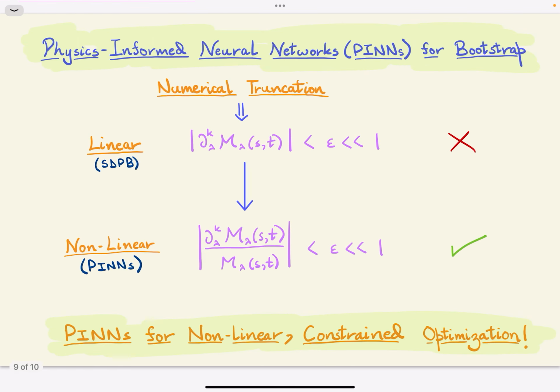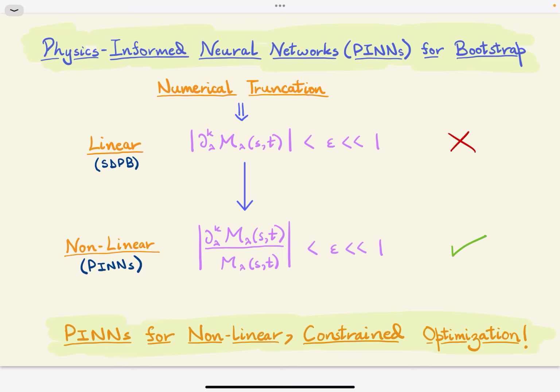We also use physics-informed neural networks to do bootstrap. This is because one of the constraints we impose using the bootstrap is the lambda independence of the amplitude. And numerics always involve some truncation, so these constraints are never exactly satisfied. So you only have lambda independence up to some small tolerance, which we denote by epsilon. But we are a priori never sure how small this epsilon should be. Therefore, it's more appropriate to impose ratio constraints of the form shown, where the ratio is much smaller than epsilon.